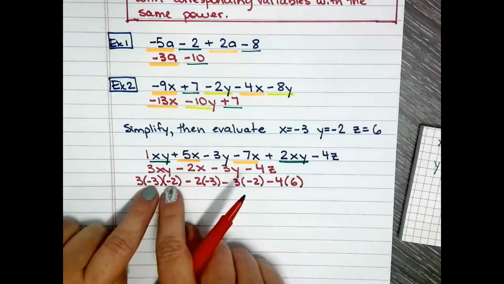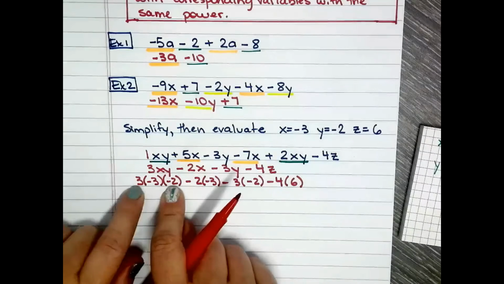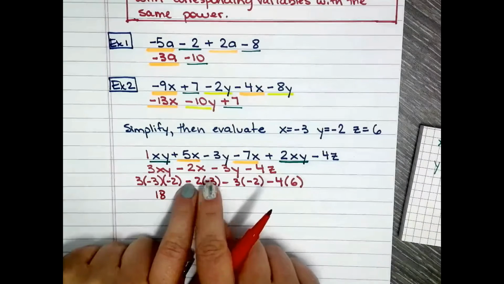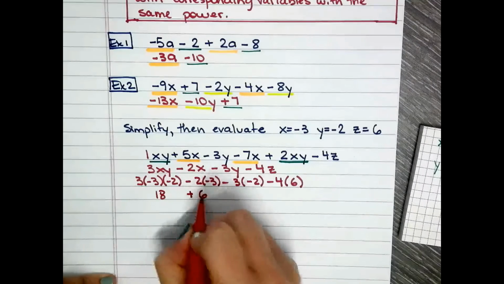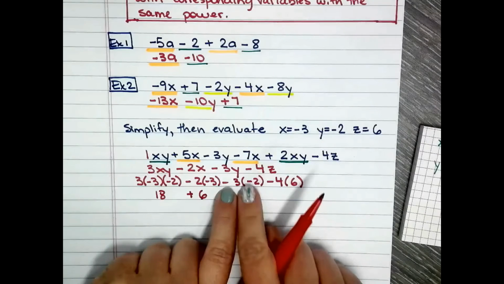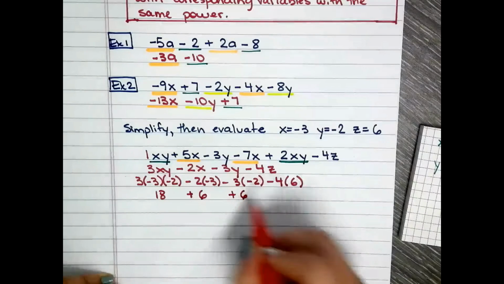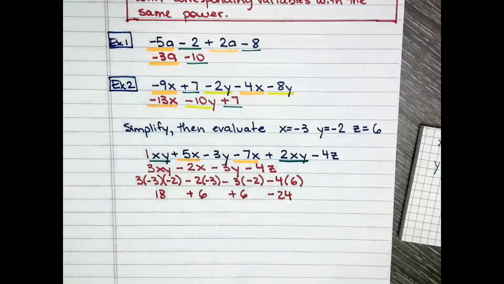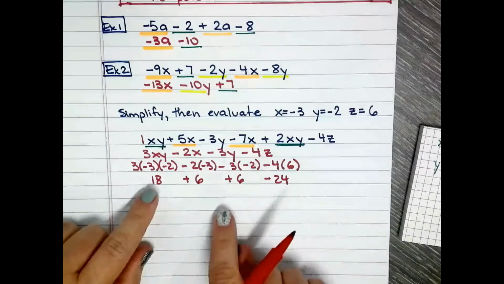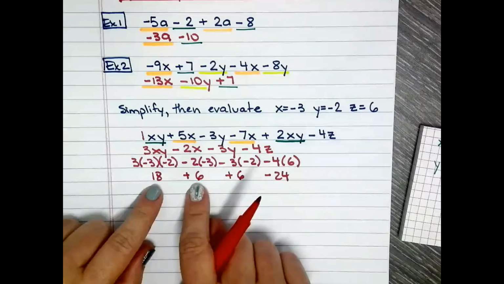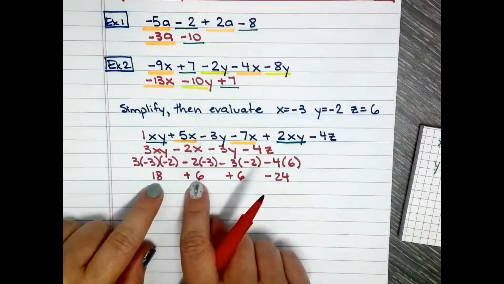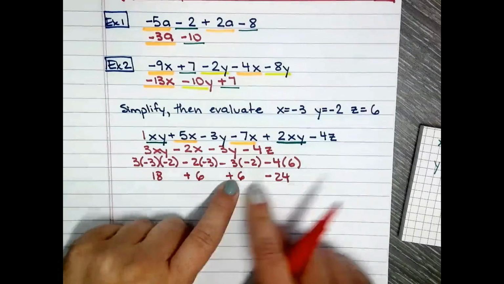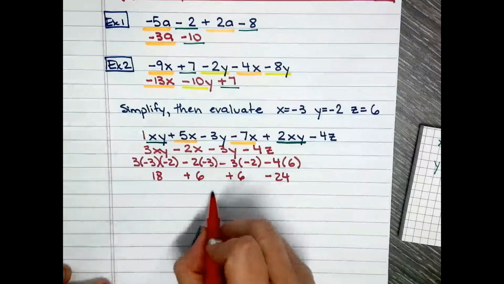So -3 times -2 is +6. 3 times 6 is 18. -2 times -3 is +6. -3 times -2 is +6. -4 times -6 is -24. All right, now combine everything. 18 plus 6, 24. Plus 6, 30. 30 minus 24 is 6.